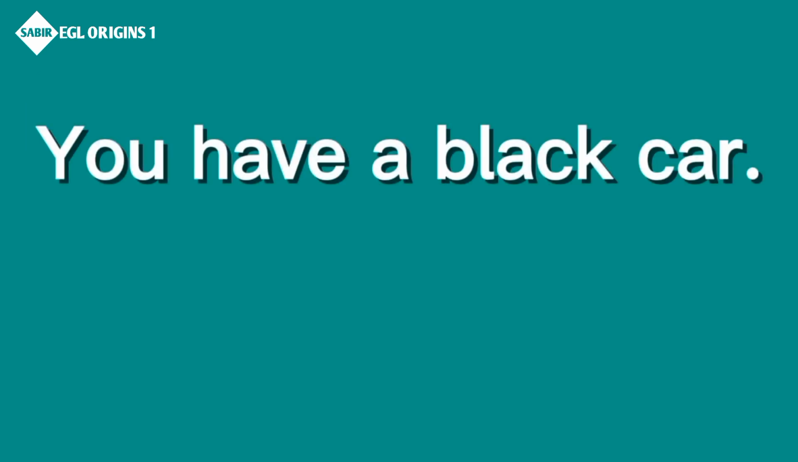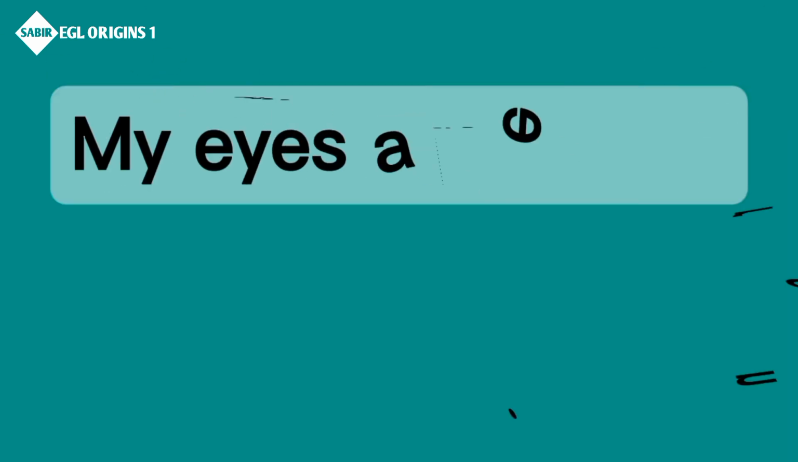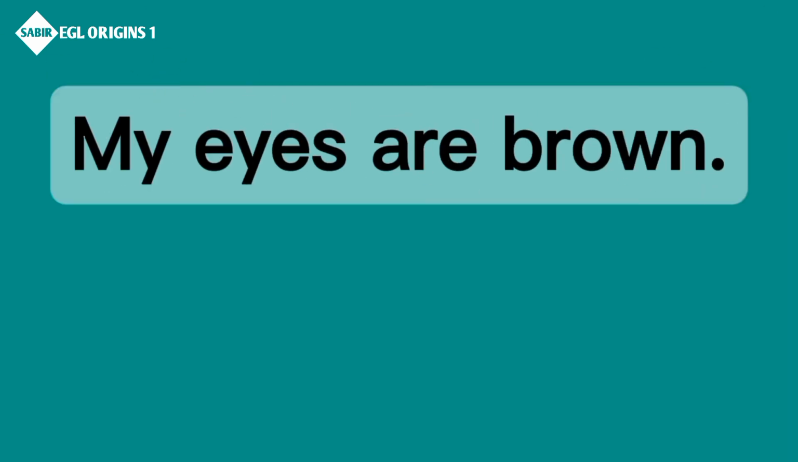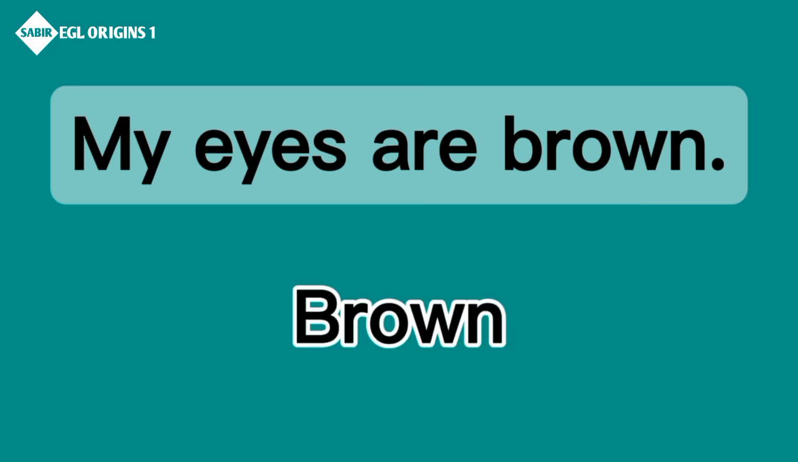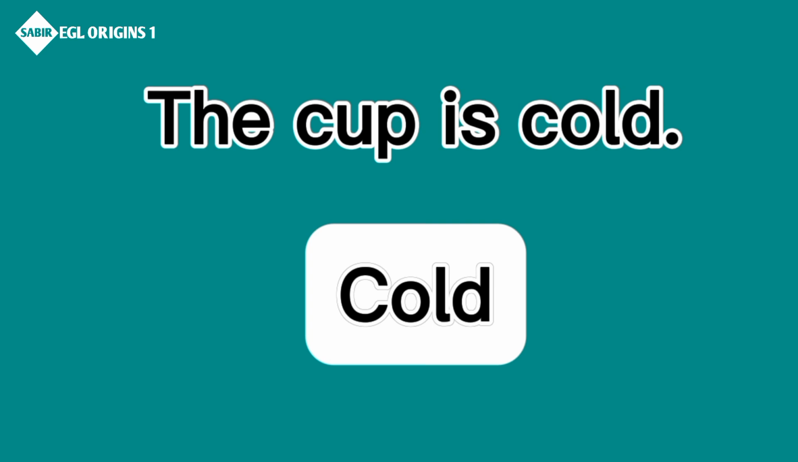You have a black car. Now, what's the adjective in this sentence? It's black, and it gives you the color of the car. My eyes are brown. It's a different sentence. Can you see the adjective? Yes, it's brown, describing the subject of the sentence, my eyes. And finally, the cup is cold. What's the adjective? Can you spot it? It's cold. Yes, the adjective is cold and the cup is the subject.